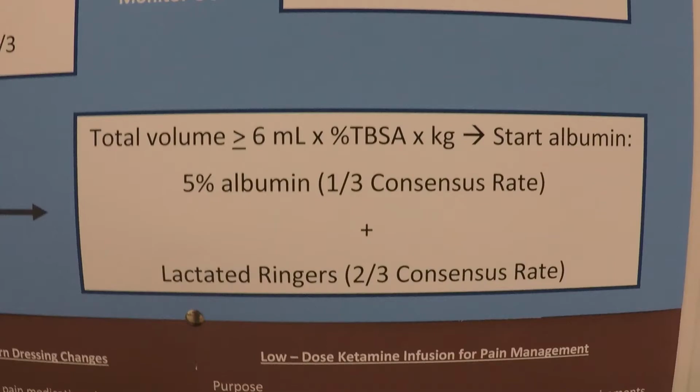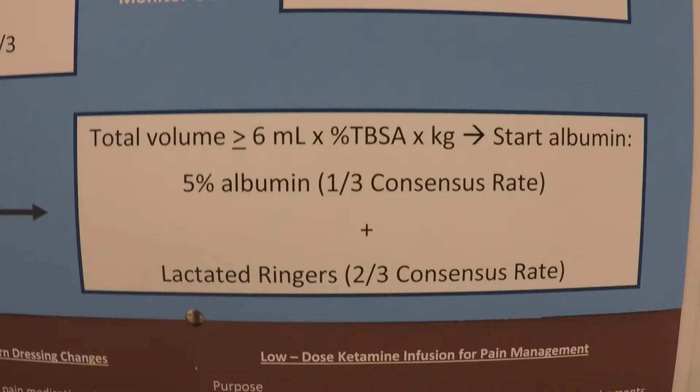If we get to a point where we determine that we do want to use albumin, we have to reduce the amount of LR that we're giving so that we're not giving them a lot more fluid on top of what we're giving them already. The way that we do that, we'll use 5% albumin. Whatever fluid rate we have calculated for the patient, we'll take 1/3 of that and use the albumin, with the remaining 2/3 being lactated ringers.